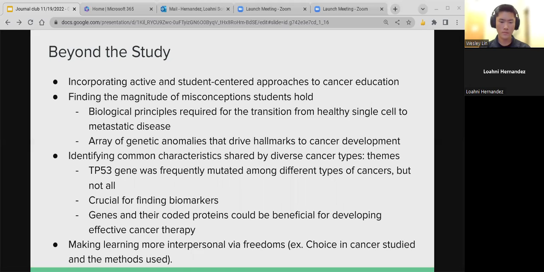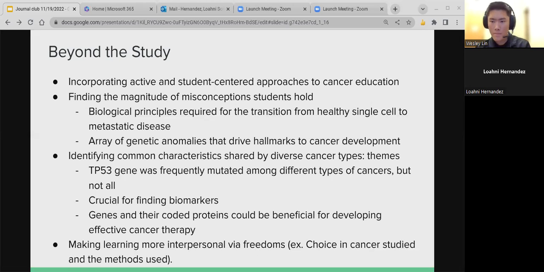So for example, a TP53 gene was frequently mutated among different types of cancers in the TCGA data that was analyzed. Obviously, not all of the cells analyzed had this, but seeing that this common theme arose in this study will help students to be able to identify the fact that maybe there's certain biomarkers and genes in their coded proteins that will be useful for future developments, such as effective cancer therapy.